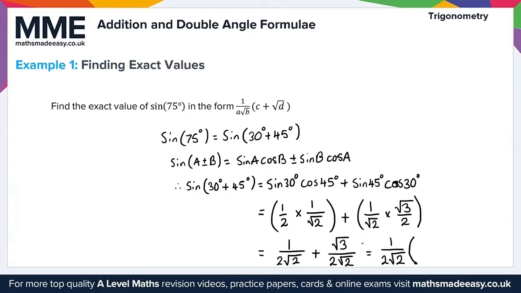All we've got to think about is what do I times 1 over 2 root 2 by to get 1 over 2 root 2. That's simply going to be 1, so we obtain 1 as this c term. For this root d, what do I times 1 over 2 root 2 by to get root 3 over 2 root 2? That's simply going to be plus root 3. That gives us our solution to this example. In that case, our a is going to be 2, our b will also be 2, c will be 1, and d will be 3.